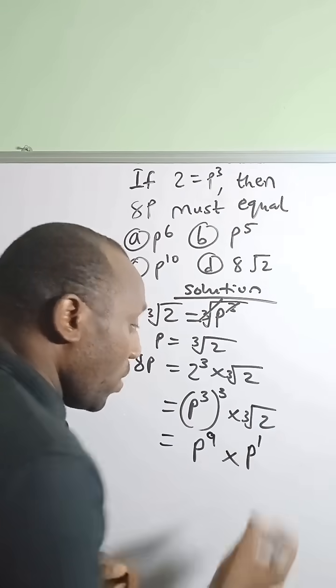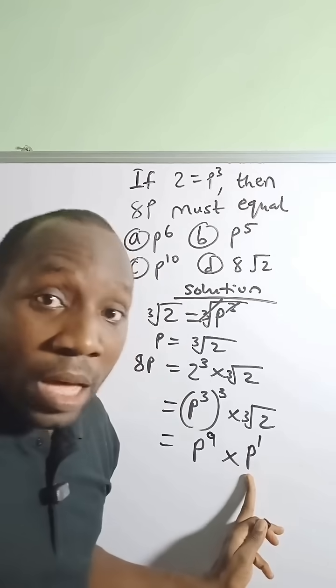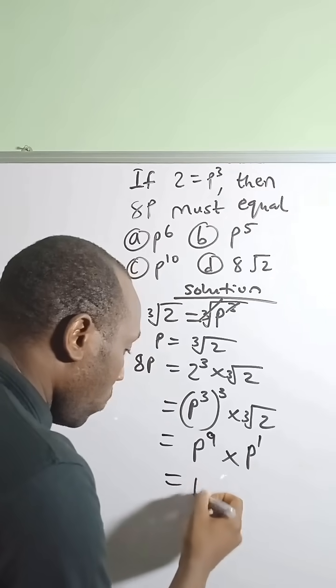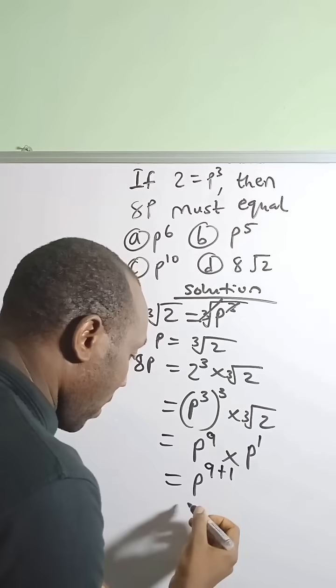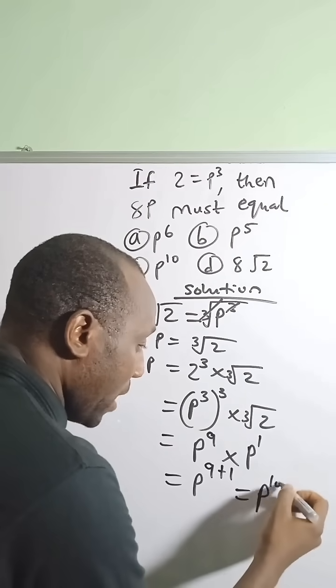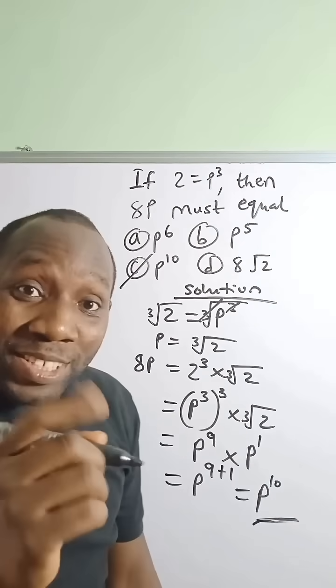And this can be expressed as p raised to power 1. Apply the law of indices: add the exponents because the bases are the same. So p will be raised to power 9 plus 1, and this is p raised to power 10. So this right here is the answer. That's option C. I'll see you in the next video.